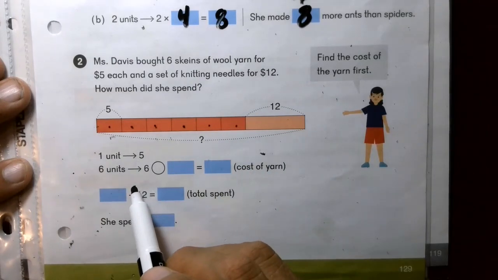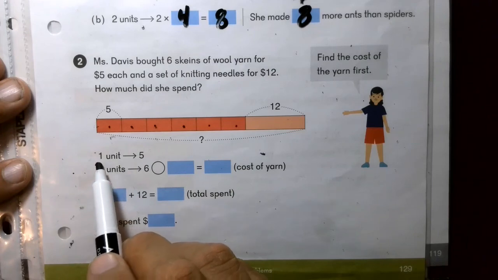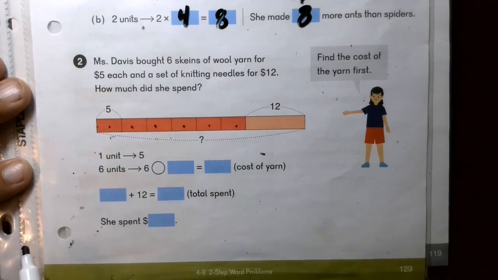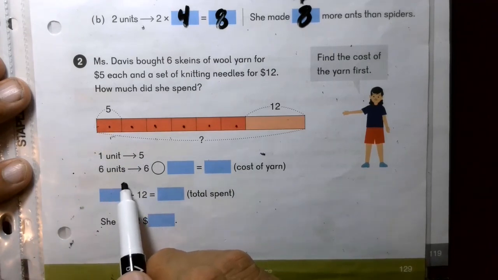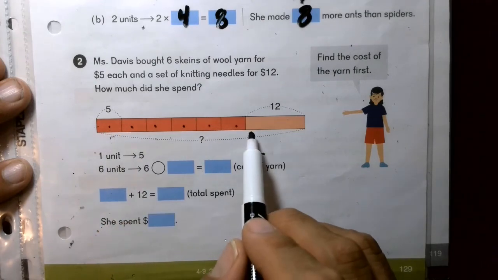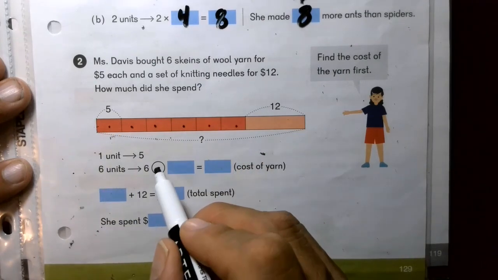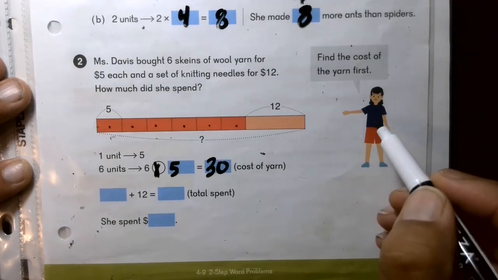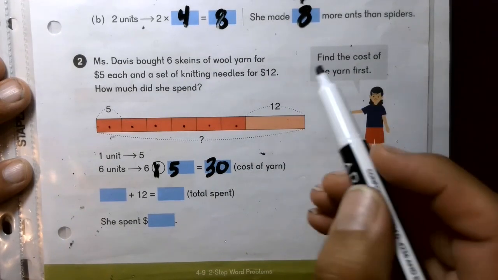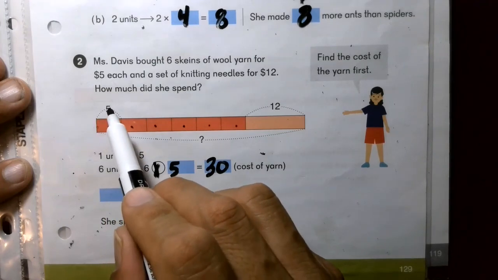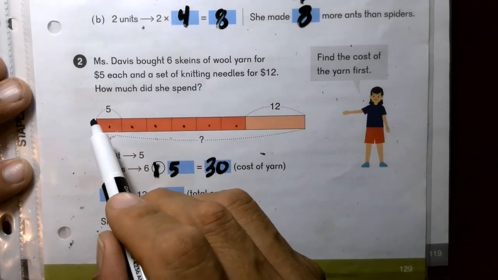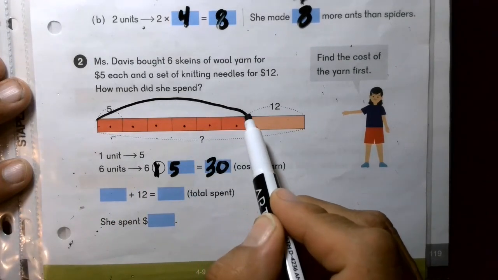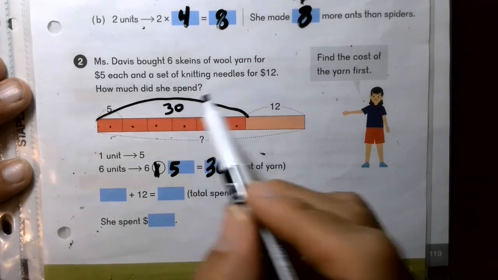So what do we know? We know that 1 unit is equal to $5. That's where that is, correct? And then if we want to know how much 6 of them cost, it's 6 units, so this would be 6 times 5, which is going to be what? $30. So I'm going to mark this right here. I know that's 5, okay? I know that's $30.